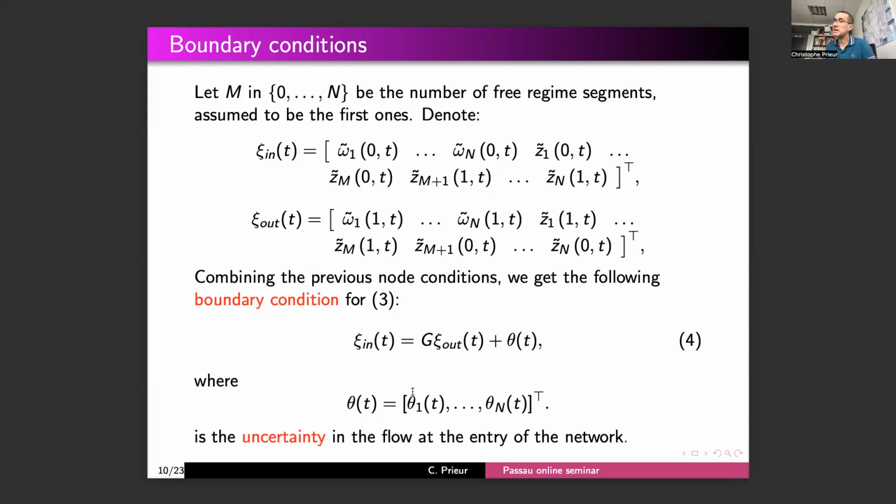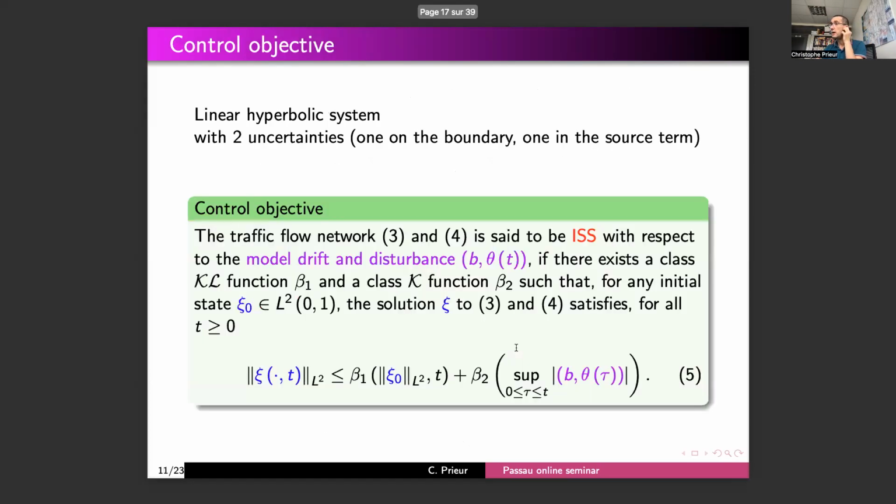So to summarize, I will have boundary conditions with feedbacks: feedbacks of the information on the number of vehicles and the density of vehicles that go outside of the network, and feedback with the number of vehicles that go in, plus some uncertainty. This is very natural for our application.